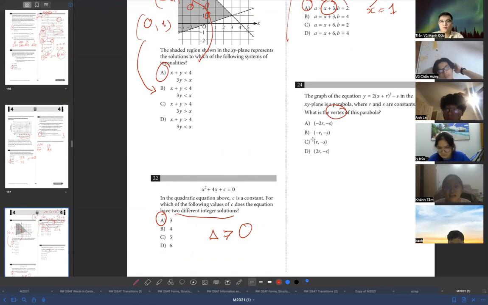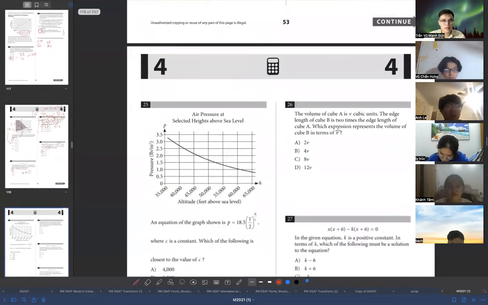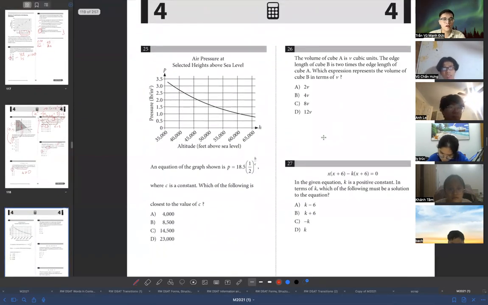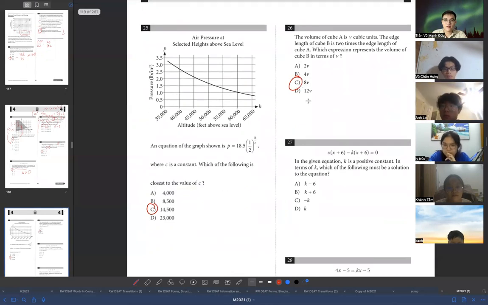24B, very simple. The vertex 1, remember this is a minus, so it is minus R. It is B. Great. Gosh, we don't have much time. 25 is C. And 26 is C. Great. So 27, can you do it?